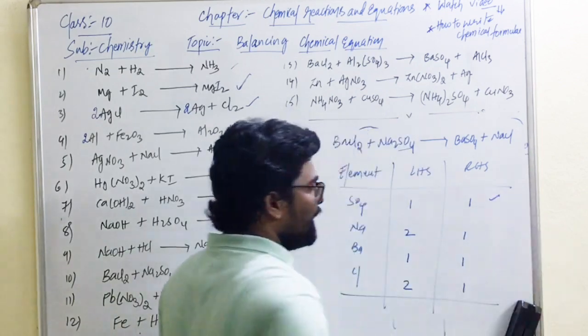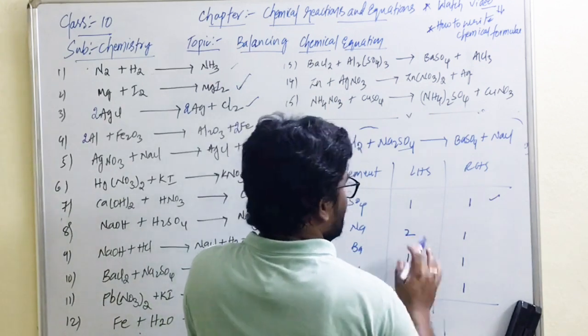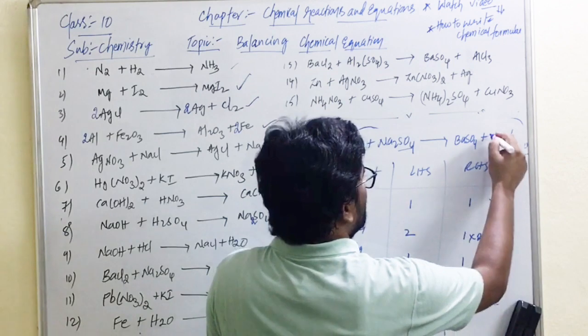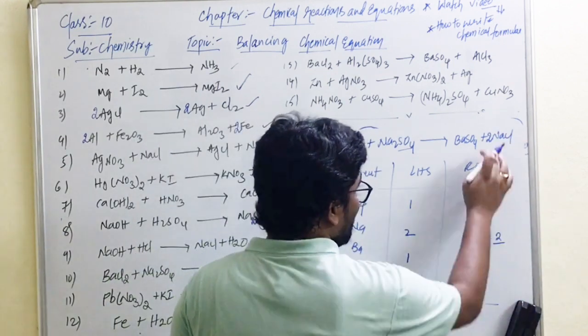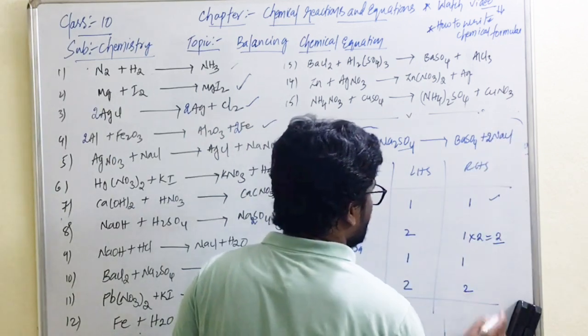First, sulfate is already balanced, equal on both sides. Now sodium: 2 on the left hand side, 1 on the right hand side. So if I multiply by 2, I will get the number of sodium equal. So place that 2 before NaCl. Sodium atoms are balanced. But by adding 2 before NaCl, the number of chlorine changes. Now the number of chlorine becomes 2.